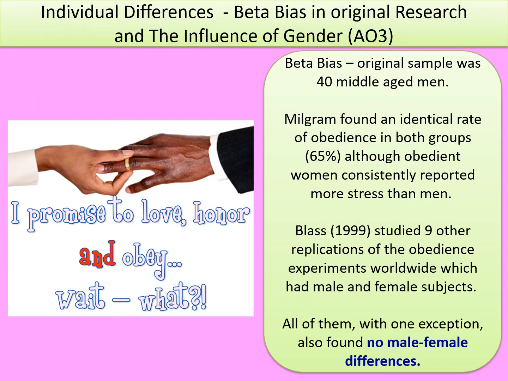You can also criticise the original research for gender bias. The research was beta biased because the original sample was 40 middle-aged men, and so we'll criticise the experiment for that. But Milgram then did further experiments on women and found identical rates of obedience, although the women felt more stress when they gave the shocks. And then there was a meta-analysis of 9 other studies worldwide that had male and female participants, and all of them, with one exception, also found no male-female differences.